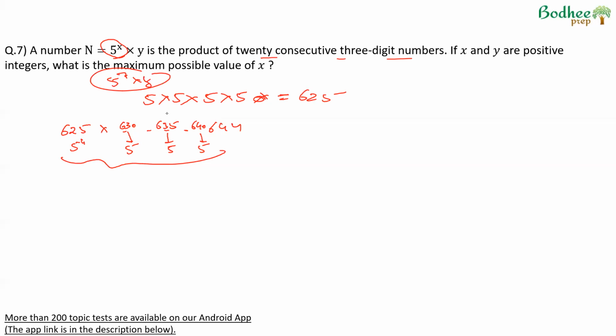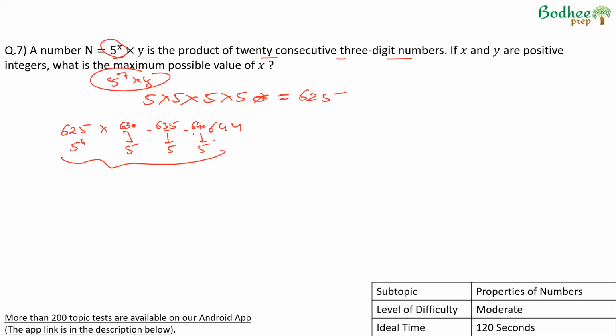That becomes the answer. So again, the starting point is important. Therefore, I'm saying moderate question. Once you have the starting point, you understand that 20 consecutive numbers will have multiples of 25 as only one. So all the other numbers will have power of 5 as 1. But we're looking at one number which has the maximum power of 5, which is 625. And from there, we get the answer as 7.